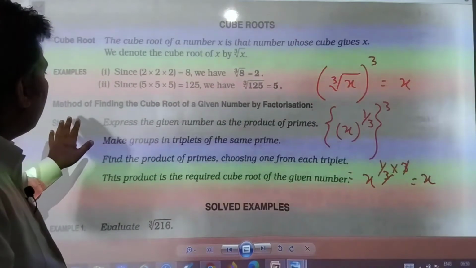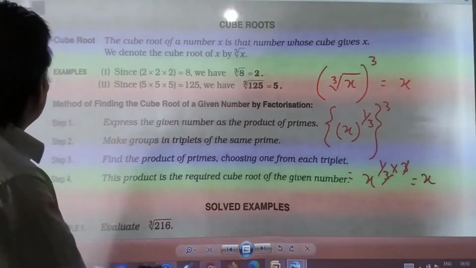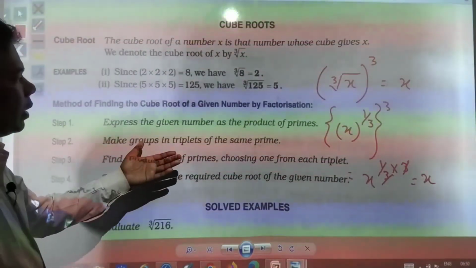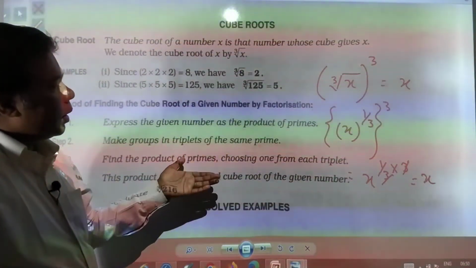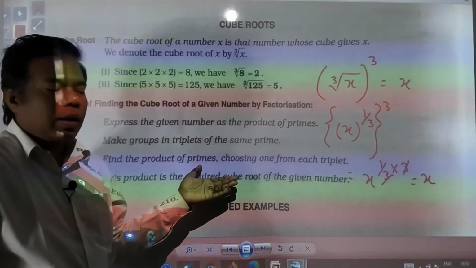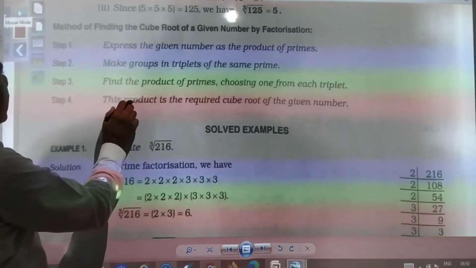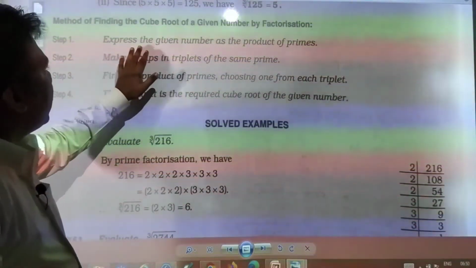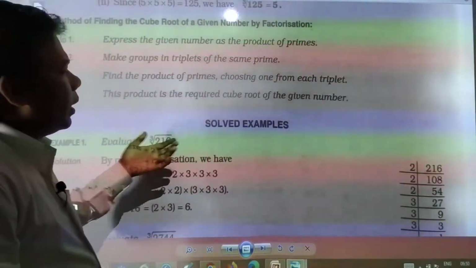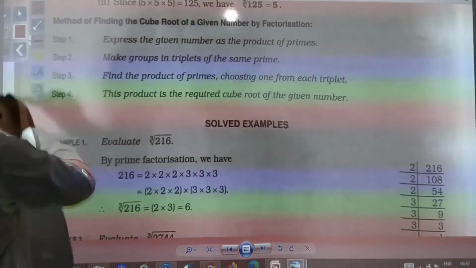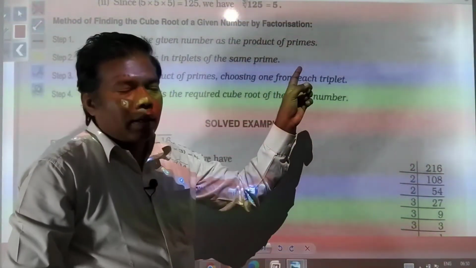How do we find it? The method of finding the cube root of a given number by factorization, as we have done in squares and square roots. The same method will be applied. Here you see, the first step is: express the given number as the product of primes. So if any number is given, we need to find the prime factors of the given number.